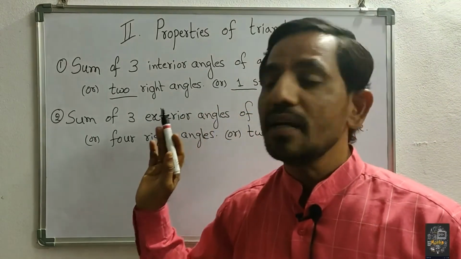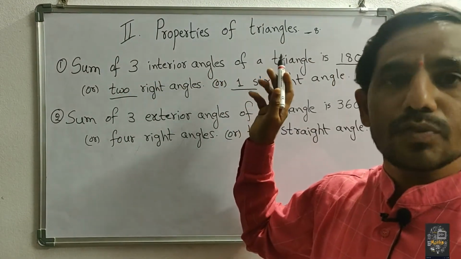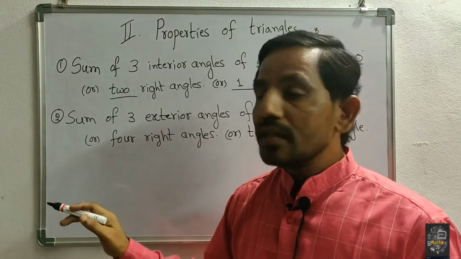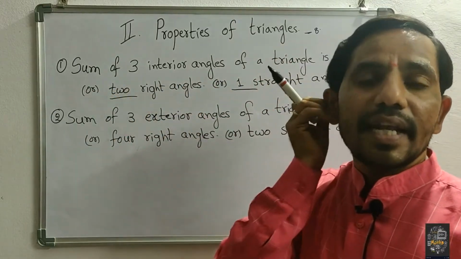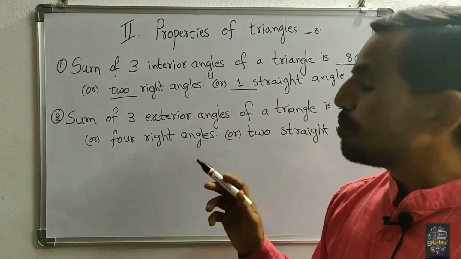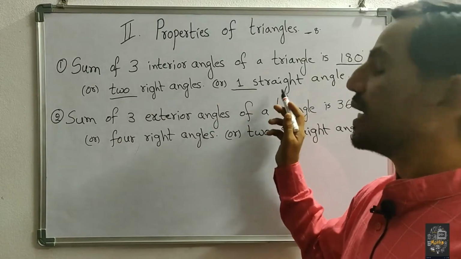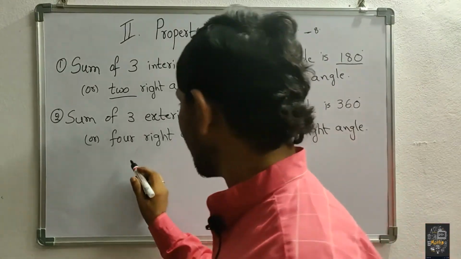So both are the same. Once again, sum of 3 interior angles of a triangle is 180 degrees, or 2 right angles, or 1 straight angle. Okay, I will check.